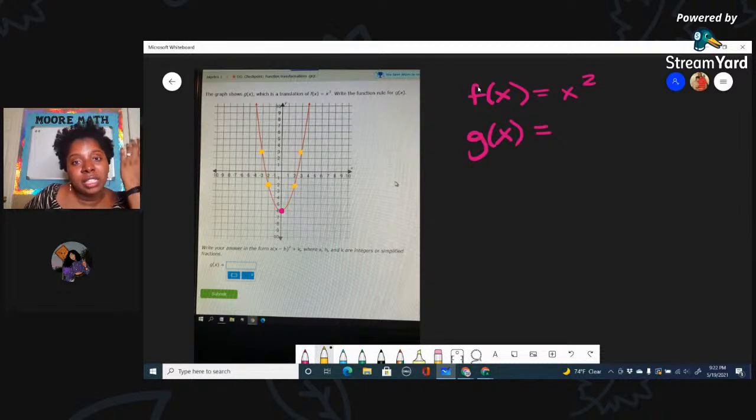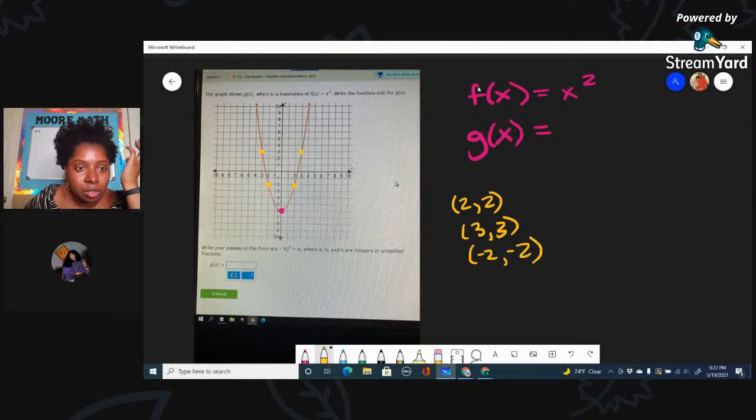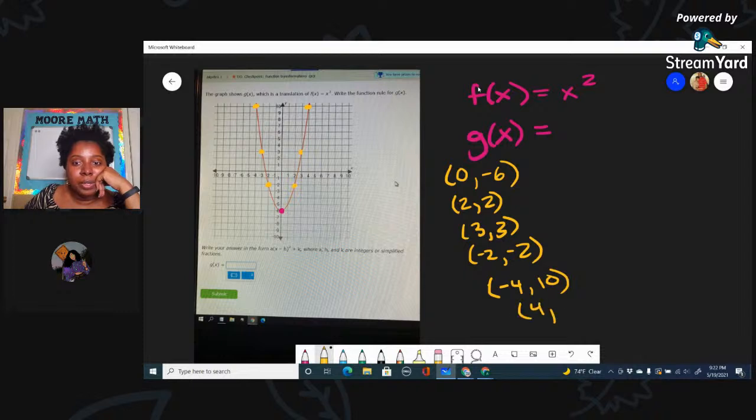Okay, so it looks like it's the same number, right? We're getting 2, 2, 3, 3, -2, -2. The only difference for some reason is that 0, -6. And then we have 3, 3. Let's see what else. Does it stay that way? And then it goes to -410 and 410. So it actually jumps a lot. Okay, so -410 and 410.